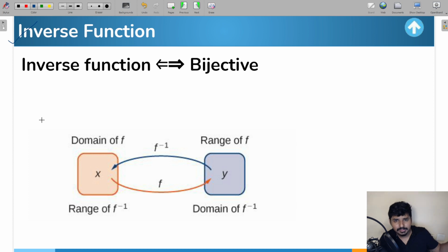Okay, now let us start understanding the concept of inverse function. So that was about the composite function. Now let us understand the concept of inverse function in detail. Regarding the inverse function, everyone try to understand. In inverse function, the first thing you have to understand is that the function should be bijective. If the function is bijective, then only the inverse is going to exist. So what does inverse function mean?